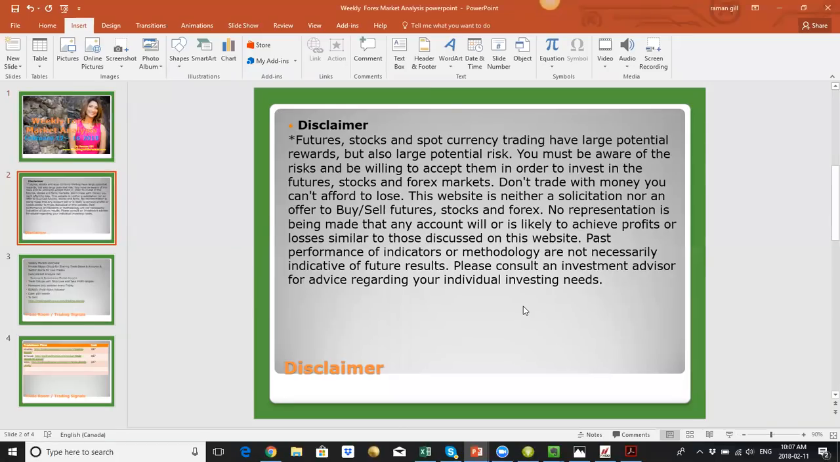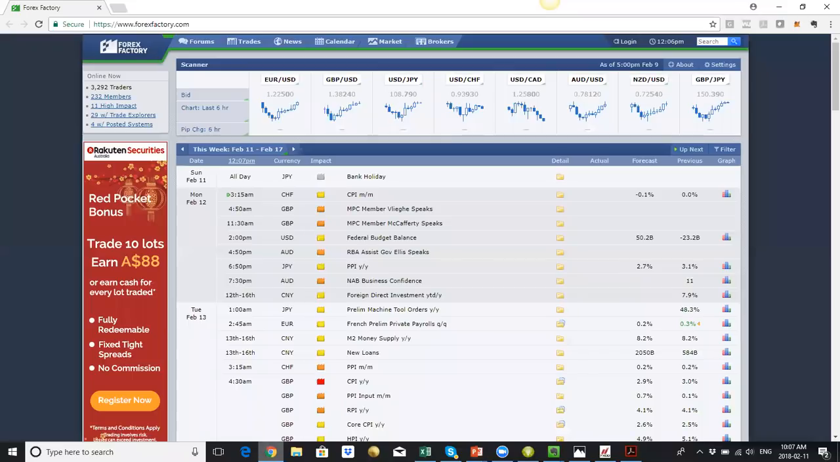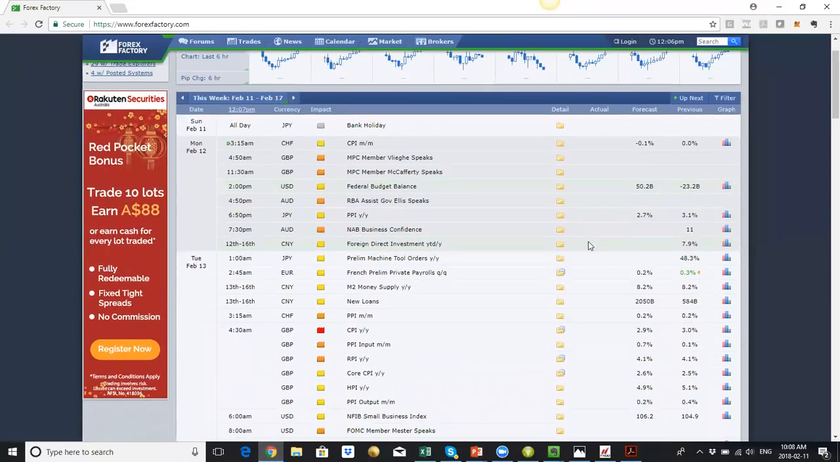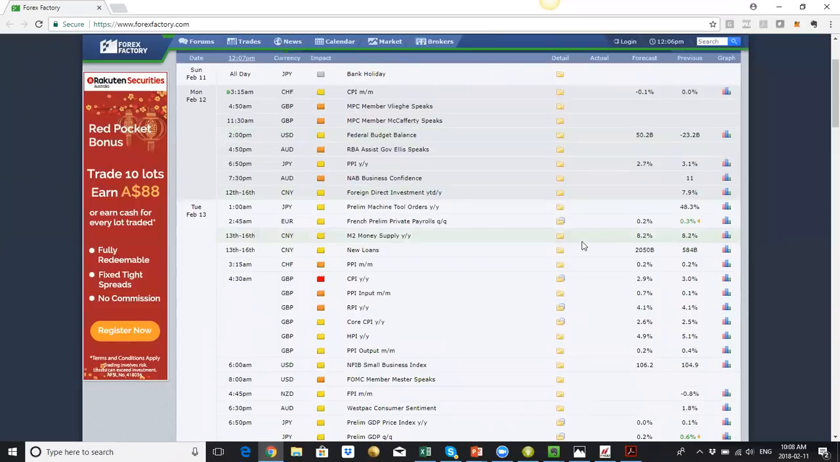Okay, so to start off with, we will do our usual. We will take a look at our economic calendar coming up here. Last week we had Bank of England and Reserve Bank of Australia, so it was a central bank type of week. So that was last week.